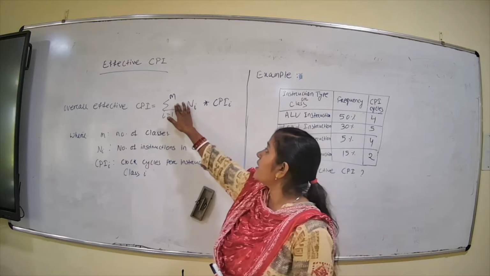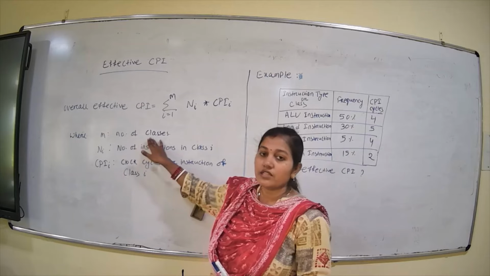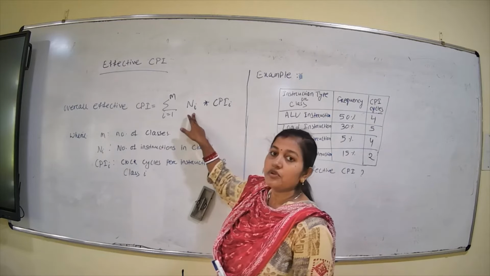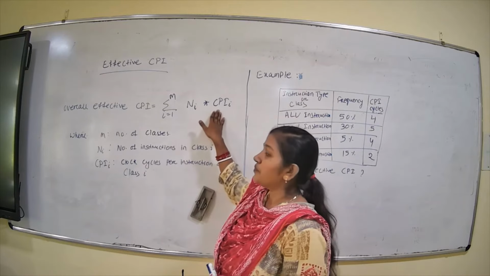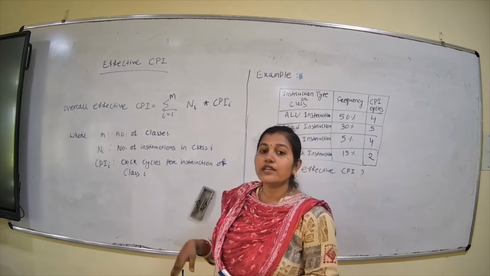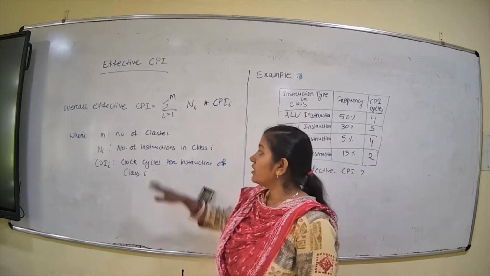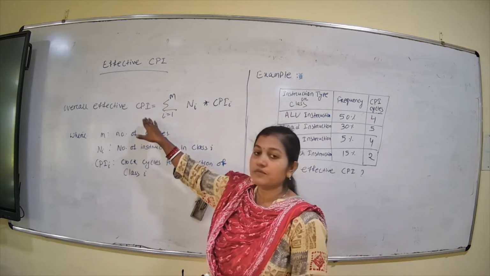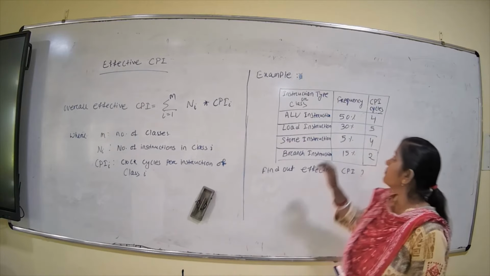So what are n, Ni and CPI i? n is the number of classes or number of types of instruction. Ni is the number of instructions present in class i. And CPI i is the clock cycles per instruction for class i. So this is your effective CPI. How to calculate it? Now we'll see through one example.